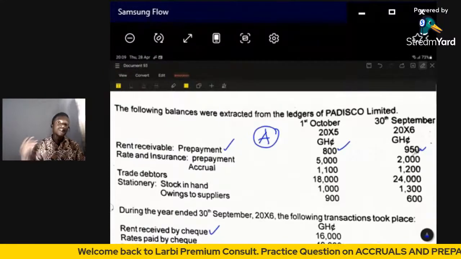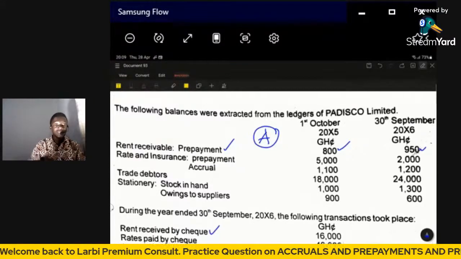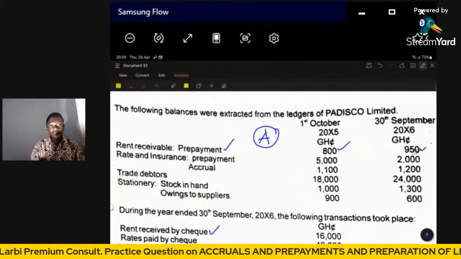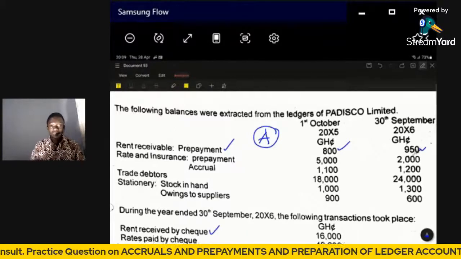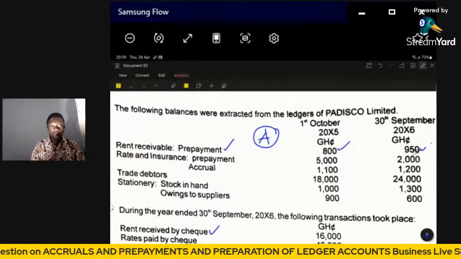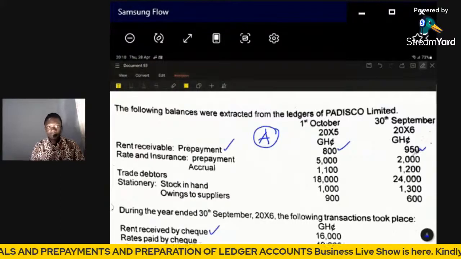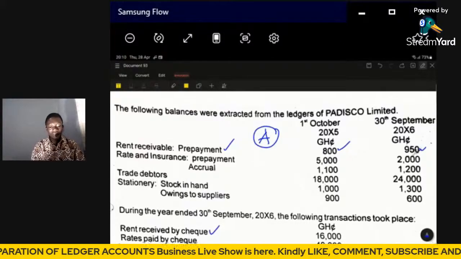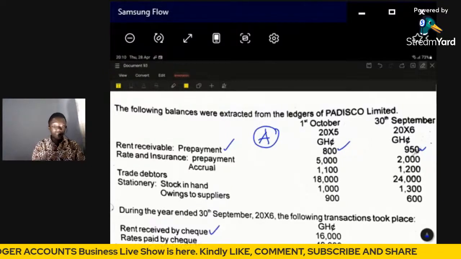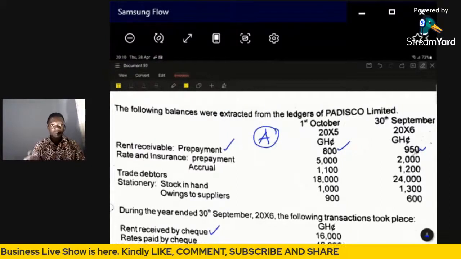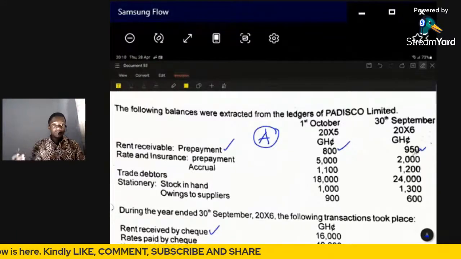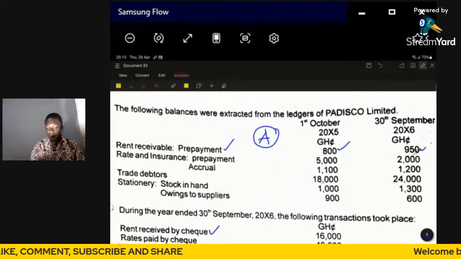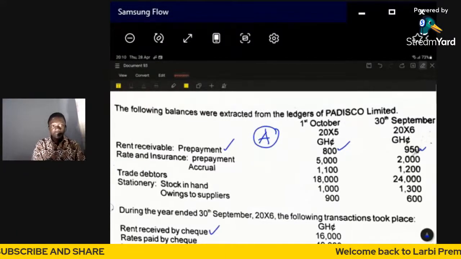You have to make sure that you insure them, because at the end of the day, if there is a fire outbreak or anything that can cause you to lose these assets, once you have insured the building, you can claim some compensation or insurance for that. Is that okay? So that it can be recoverable to you. So rates and insurance is an expense.